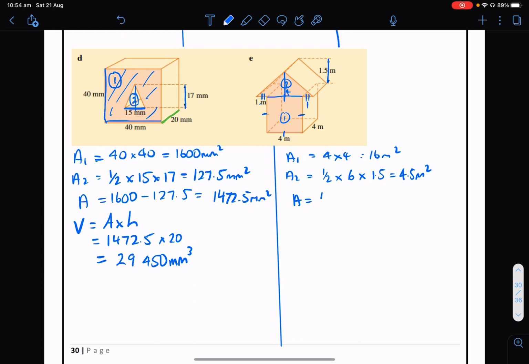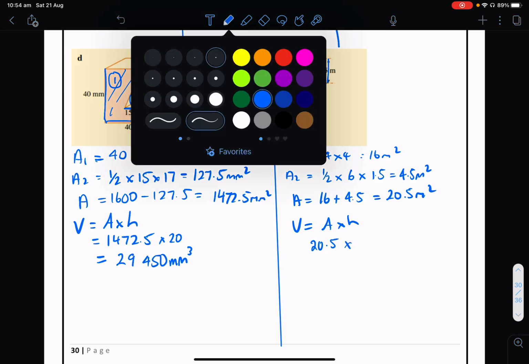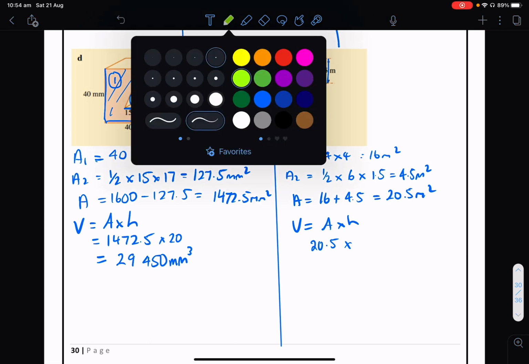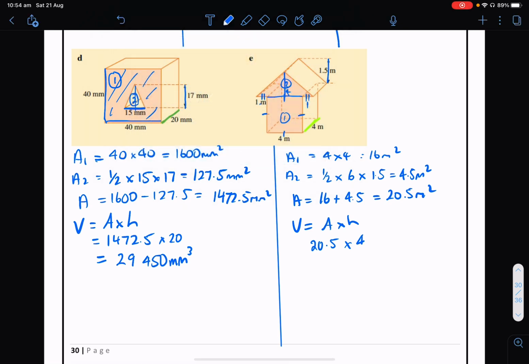So area equals 16 plus 4.5. What's that? 20.5 meters squared. Volume equals area times height. So we've got 20.5 times, and our height in this one, again, it's the depth of that line there. Oh, that's bright. A 4. Okay, so times by 4, which will give us 20.5 times 4, 82 meters cubed. Okay, so that's that page.